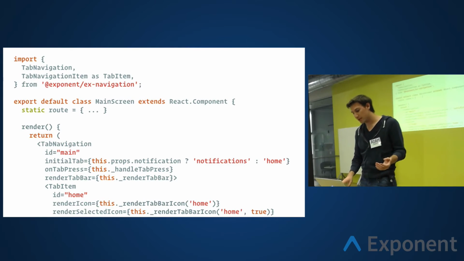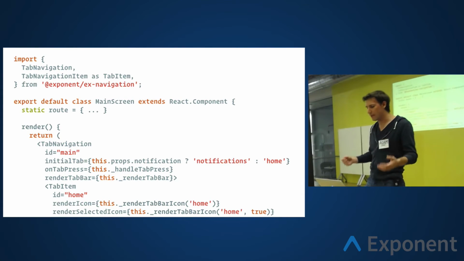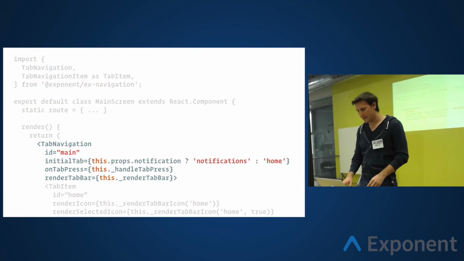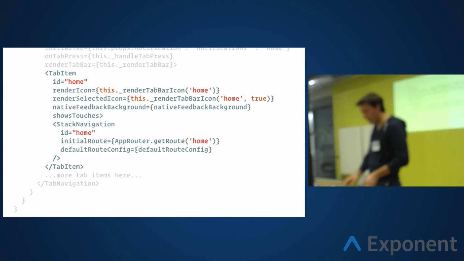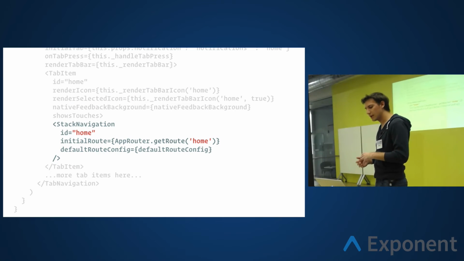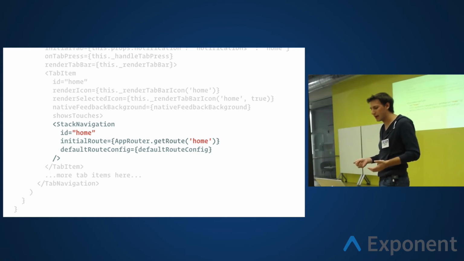Tab navigation comes out of the box. You don't need to install another package, and you don't need to worry about dealing with another library or integrating it back with some other navigator. You just render the tab navigation component, and then render the tab items within it. And then notice how you can nest navigation components, in this case stack navigation, within a tab item.